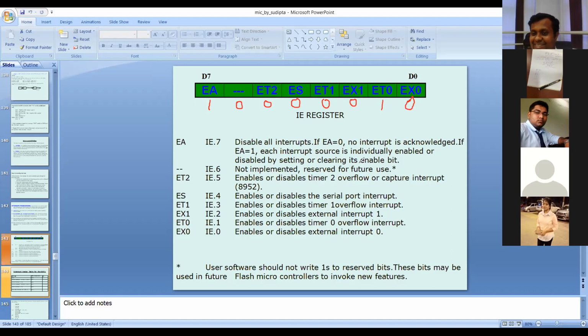If I am enabling timer 0 as well as the serial communication interrupt, then that bit will also be 1.